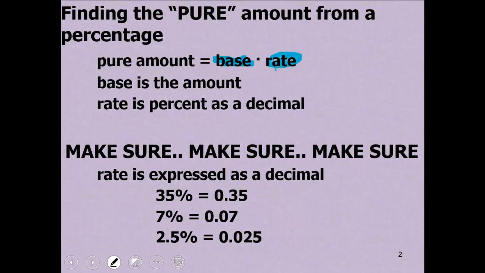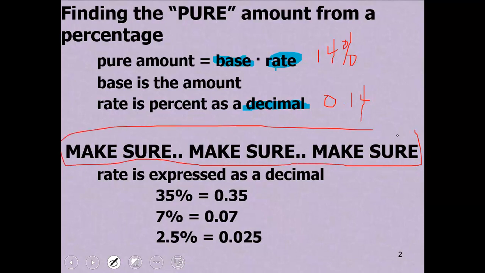This would say like a 14% solution. You want to make sure that your rate is written as a decimal. So this would be like 0.14, okay? That is like the key to being successful. If you multiply it by 14, you're going to be way off, okay? So let's make sure we understand how to write a rate as a decimal.